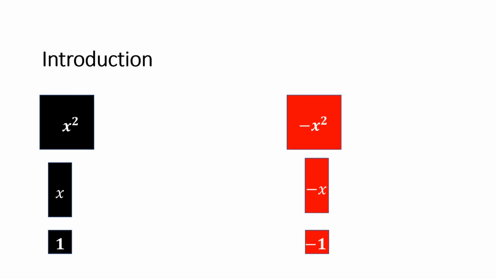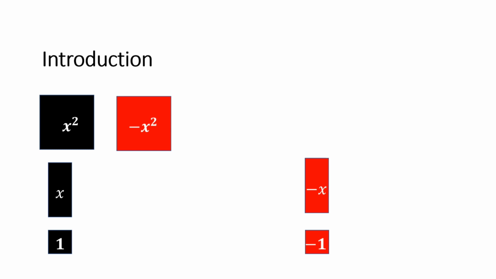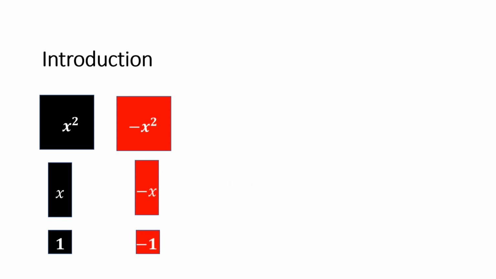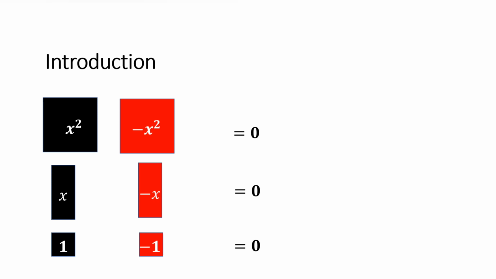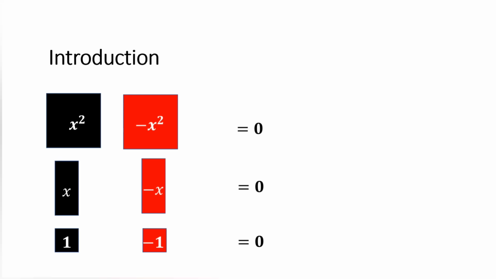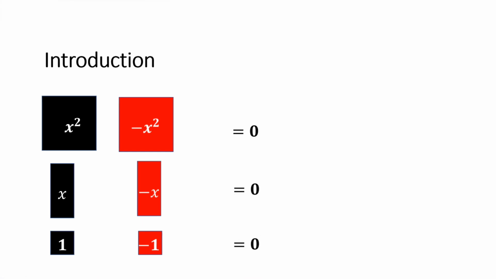One important element that you must remember is that when the x squared tile comes together with the negative x squared tile, and the x tile comes together with the negative x tile, and the unit tile comes together with the negative unit, they are all equivalent to 0. This is practical because x squared minus x squared is 0, x minus x is 0, and 1 minus 1 is 0. But this is a very important element to use the algebra tile. We will discuss this later.